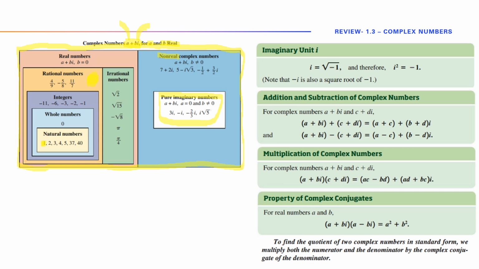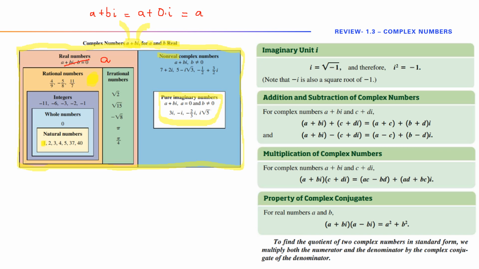In the textbook, a plus bi is the complex number form. But when b equals 0, that complex number becomes a real number. So with b equals 0, a plus bi gives a plus 0 times i, that is a plus 0, and a plus 0 is a. So for short, we just say it's a, just a number without the imaginary part.